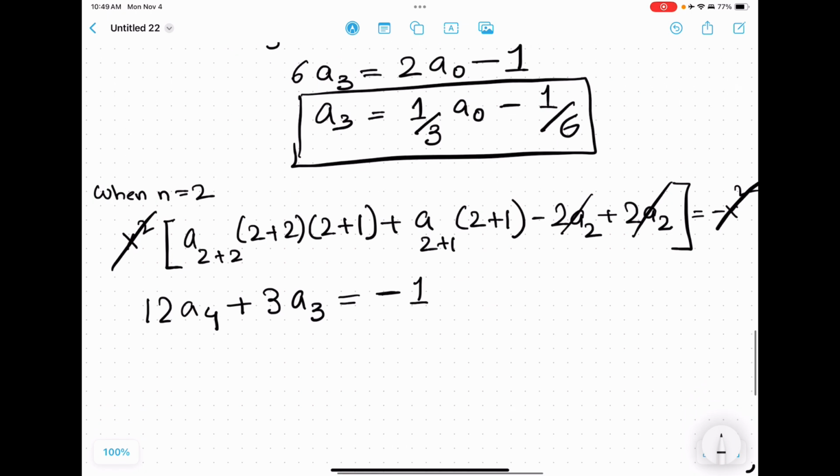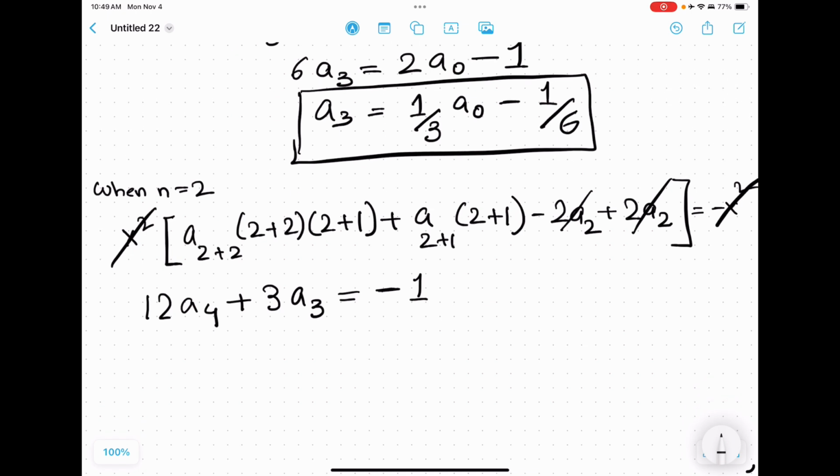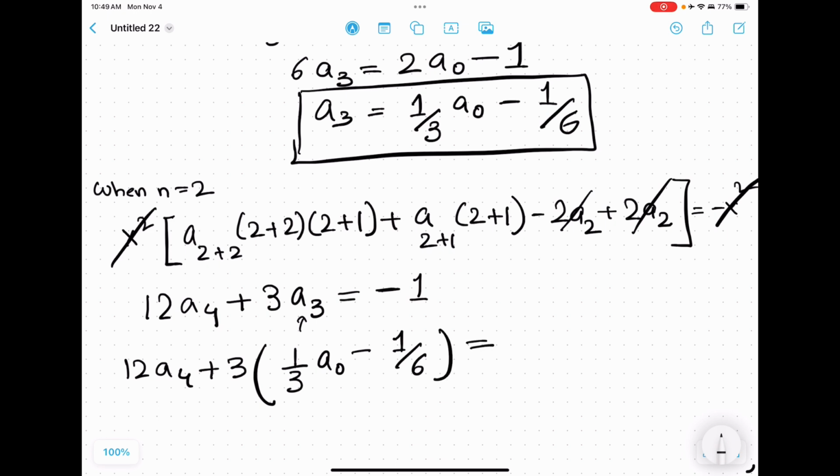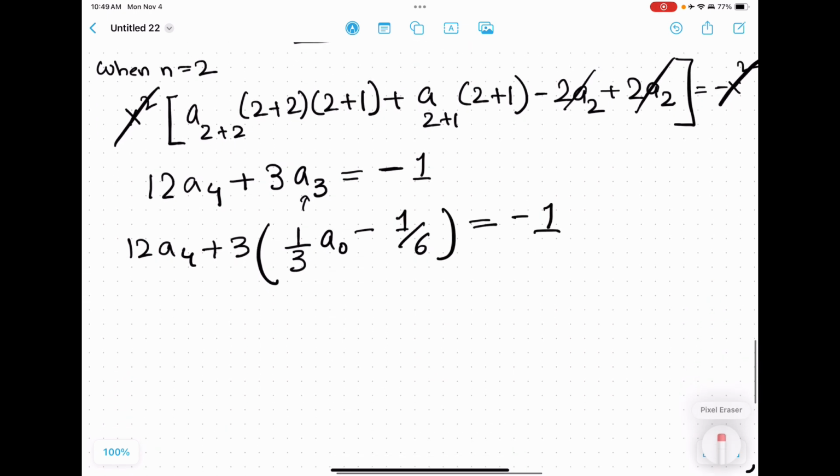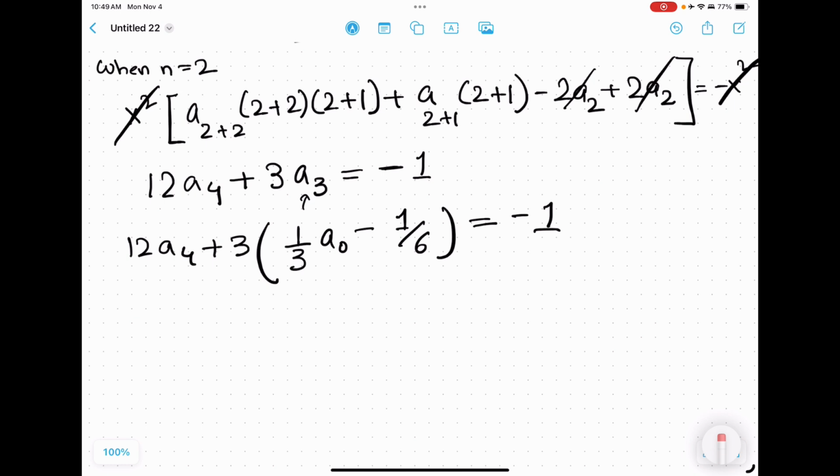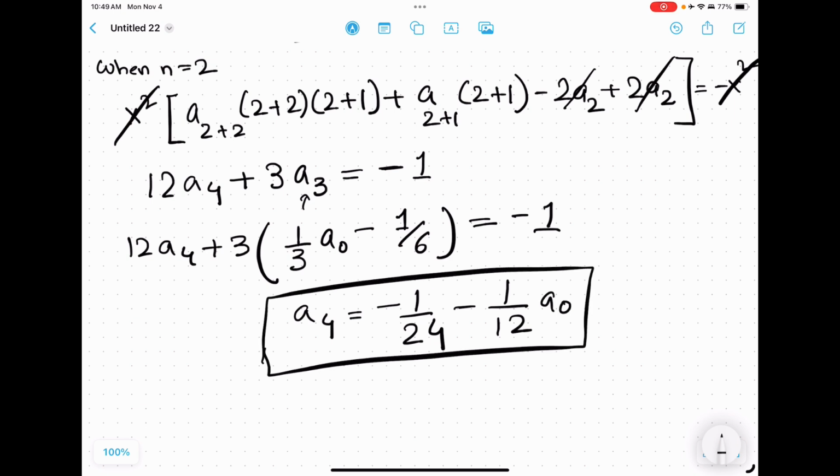Okay, so now again, substituting my a sub 3 inside here, I have 12a sub 4 plus 3 times 1 by 3 a sub 0 minus 1 by 6, negative 1. Now if I do all the simplification, I'll get a sub 4 equals negative 1 by 24 minus 1 by 12 a sub 0. And this is my a sub 4.